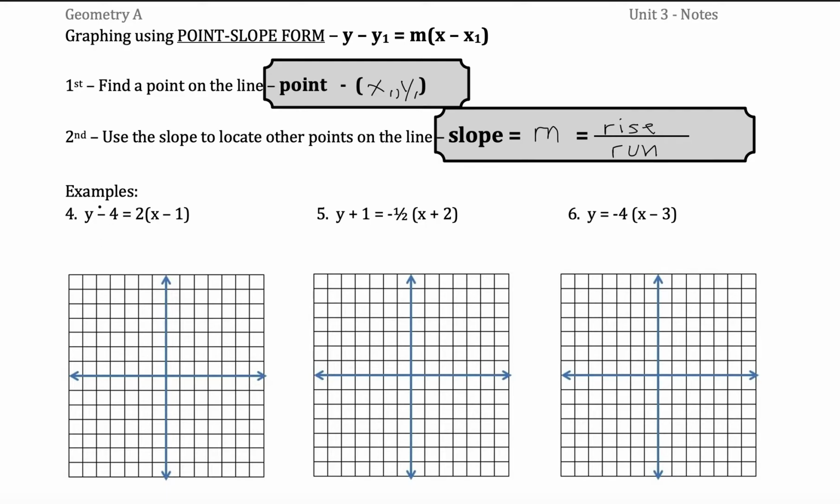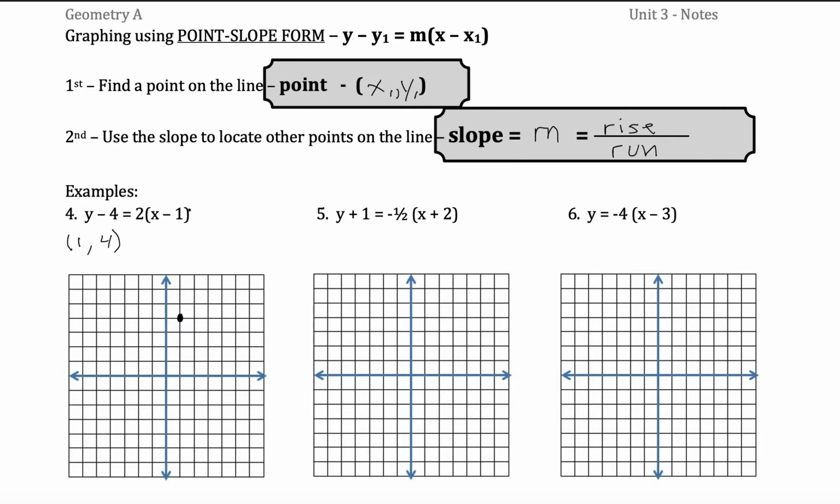In this first example, we have y minus 4 equals 2 parentheses x minus 1 end parentheses. So we have our two subtraction signs, so we don't need to worry about correcting that. The first thing that we're going to pull out is our point. So remember that this is our x, so we have 1 comma, and then this is our y, so we have 1 comma 4. We can go ahead and plot that point on our graph. So we start at the origin, go to the right 1, then we go up 4, and we plot our point.